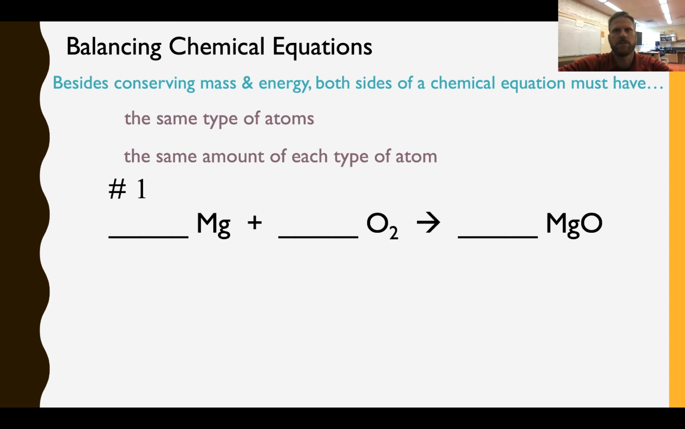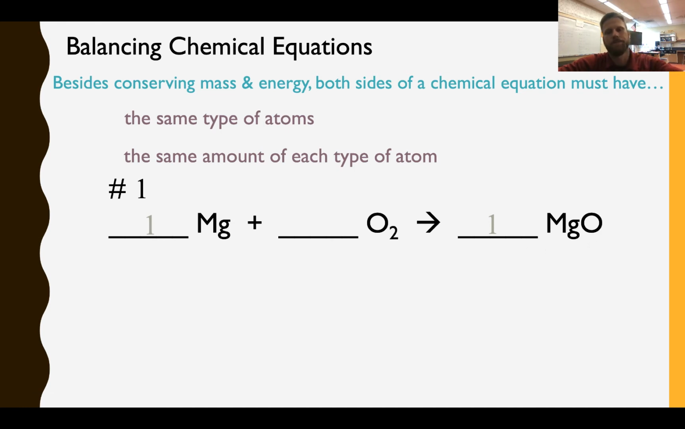If you look at this equation, magnesium reacts with oxygen to form magnesium oxide. Let's start by working from left to right, starting with the first reactant. Right now, there is 1 magnesium atom on the reactant side and 1 magnesium atom on the product side. Those are balanced, so we can put a 1 in front of each of those substances. Now let's balance oxygen. There are 2 oxygen atoms on the left side of the equation, but only 1 oxygen atom on the right side.